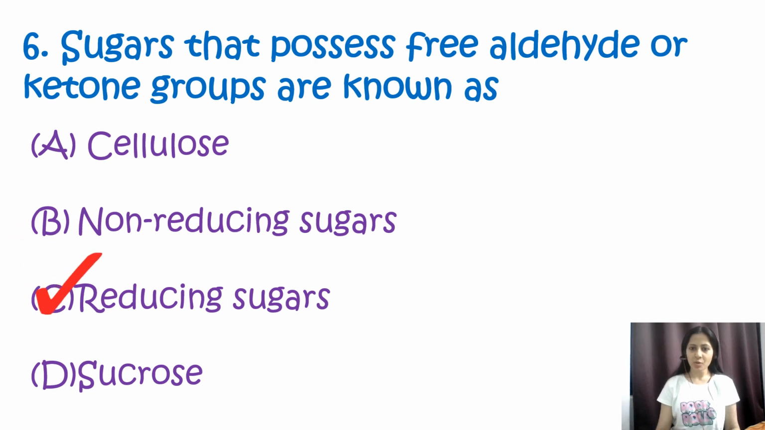So sugars that possess free aldehyde and ketone groups are known as reducing sugars. These sugars have the ability to reduce other substances, like metal ions, due to the presence of these free aldehyde or ketone functional groups. Examples can be glucose, fructose, maltose, lactose, whereas sucrose is a non-reducing sugar because it does not have a free aldehyde or ketone group. So over here my correct option is C, that is reducing sugar.